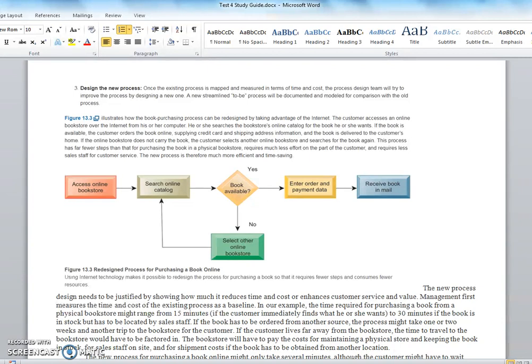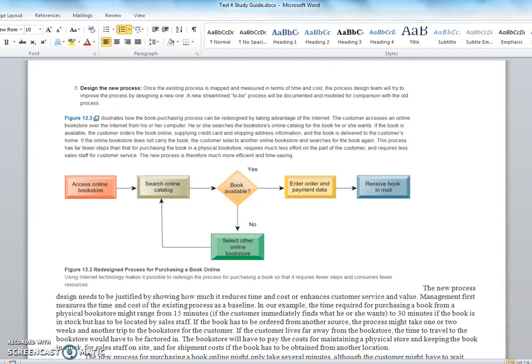The customer accesses an online bookstore over the internet from his or her computer. He or she searches the bookstore's online catalog for the book he or she wants. If the book is available, the customer orders the book online, supplying credit card and shipping address information, and the book is delivered to the customer's home. If the online bookstore does not carry the book, the customer selects another online bookstore and searches for the book again.